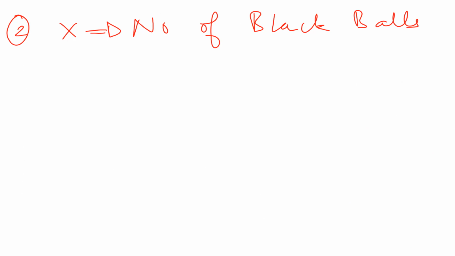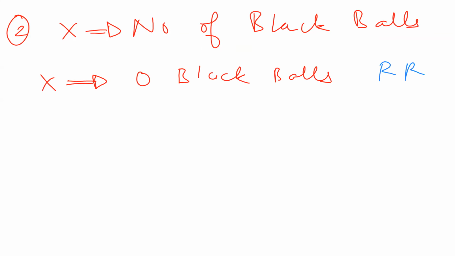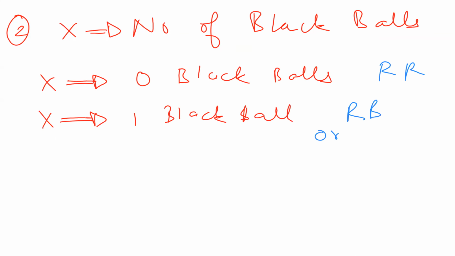So X can be 0 black balls out of the two. 2 balls are drawn at random, and both the balls will be of red color. Then the second value of X will be 1, that is 1 black ball. It can be red and black, or black and red. So it can be 1 black ball. And X can also be 2 black balls.